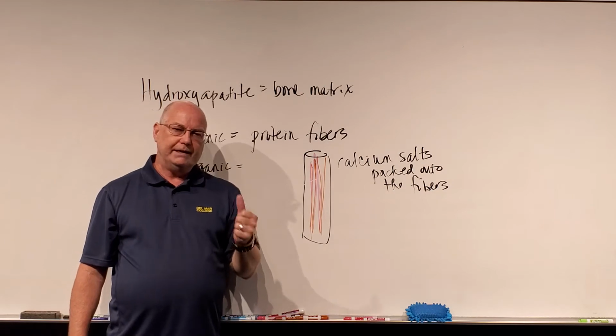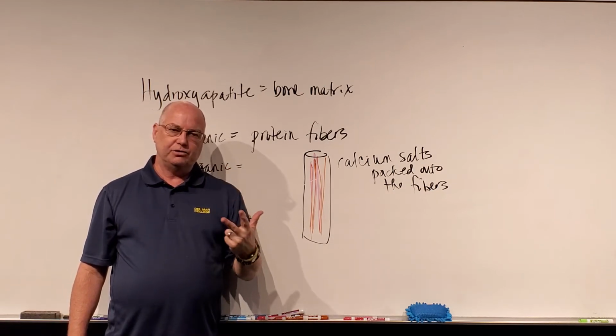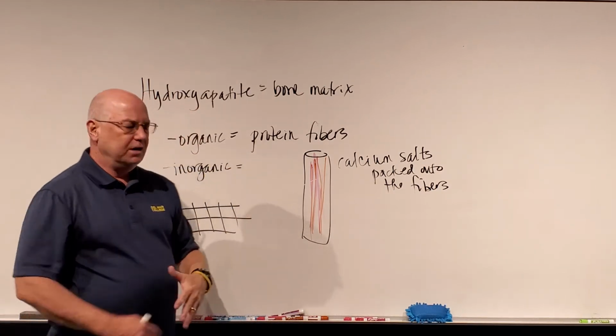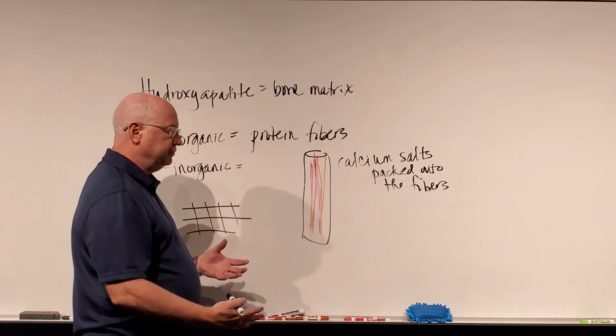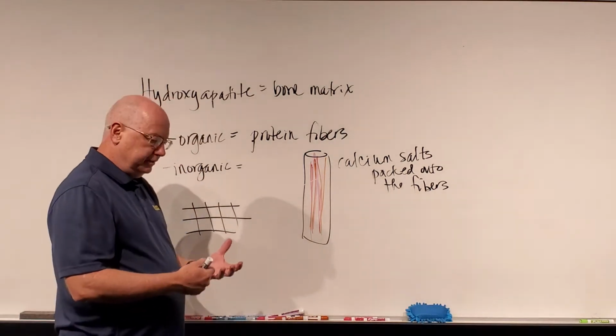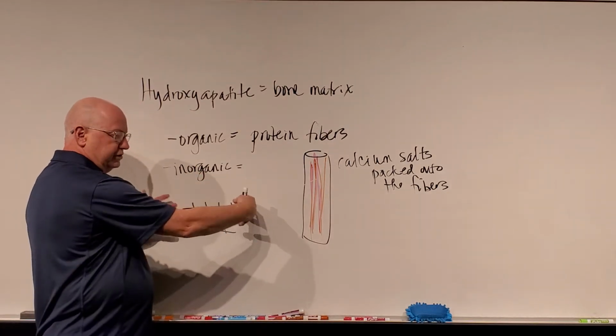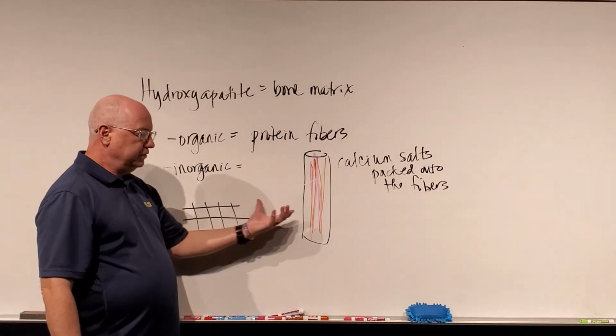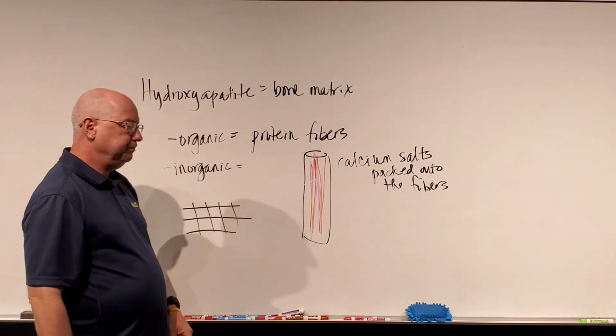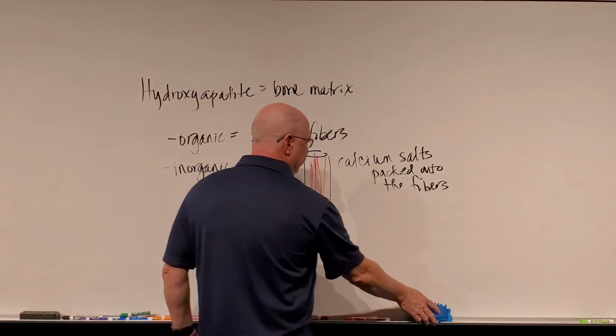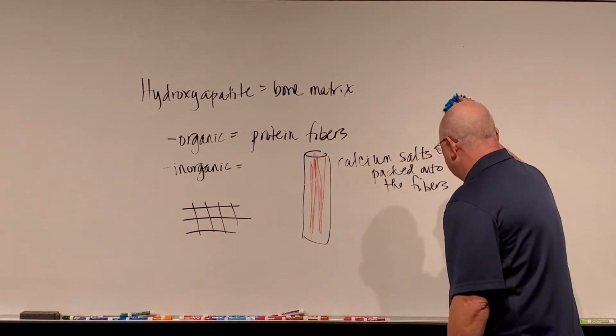Calcium carbonate, calcium phosphate, calcium chloride, calcium hydroxide, a whole bunch of different calcium salts. And literally, like cement, it's powdery, and we mix it with certain chemicals and it hardens like cement would. Well, that's kind of how we form bone. Okay? So you should know the hydroxyapatite, you should know the organic and inorganic part.